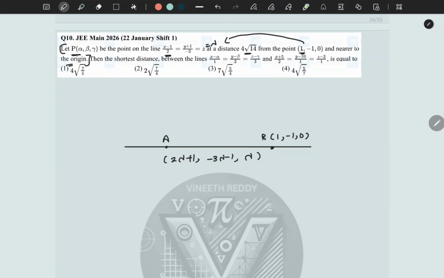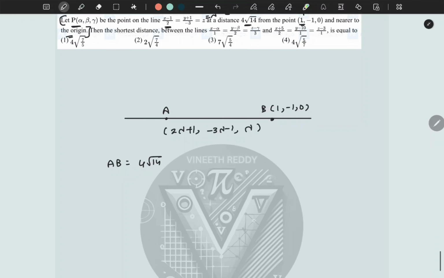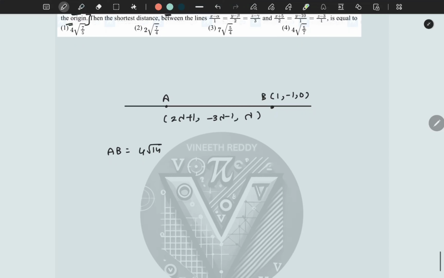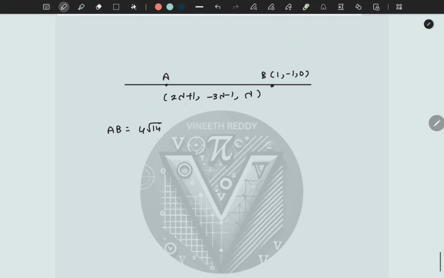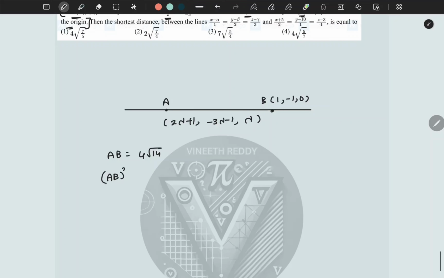And the distance, let us say this is A and this is B. The distance between A and B is, I think, 4 root 14. Now, acha, P should be nearer to the origin. Okay, fine. So we'll do one thing. Now everything is in terms of lambda. So we will do one thing. Let us square on both sides. AB whole square should be equals to 4 square is 16 into 14.